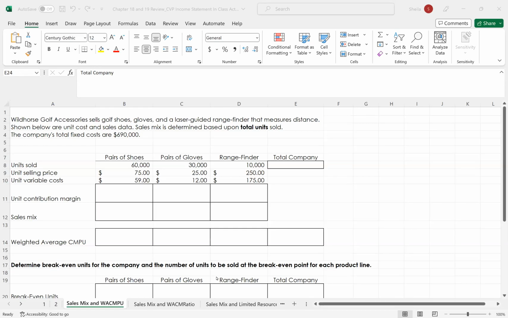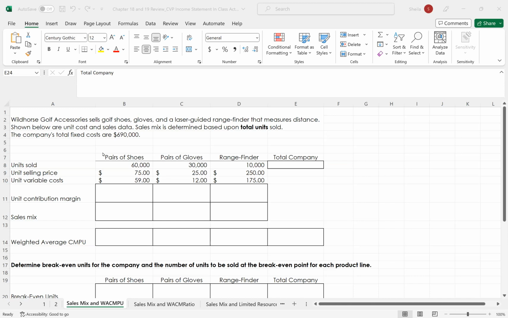So to really talk through chapter 19 and this idea of sales mix, I really wanted to start with just this example and spend some time walking you through this Excel file. Now in Canvas, you have a completed file that has all the answers to it, so you can always reference that as well. But I'm going to take some time to just walk you through this.